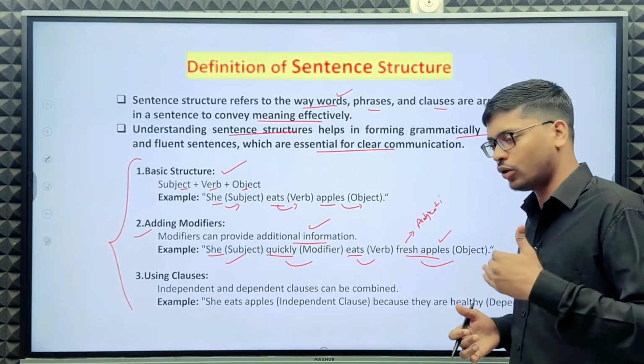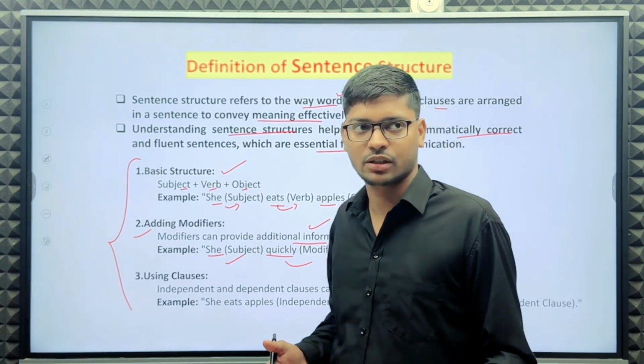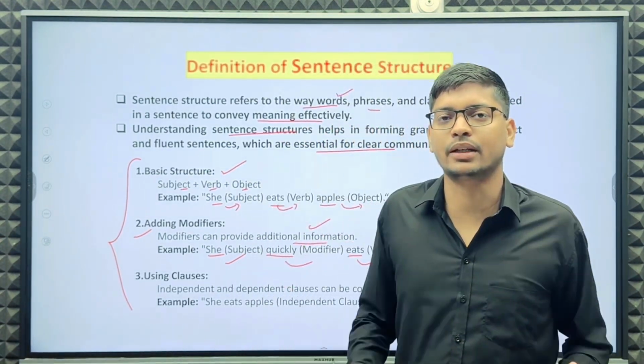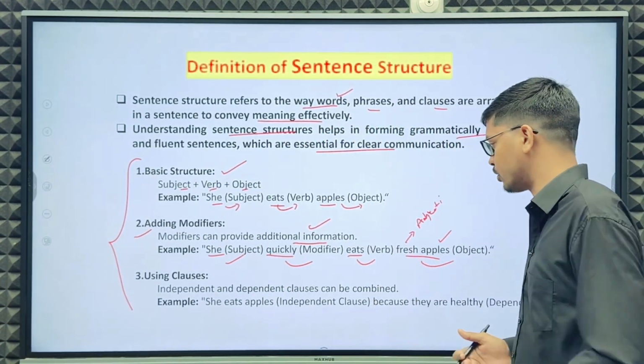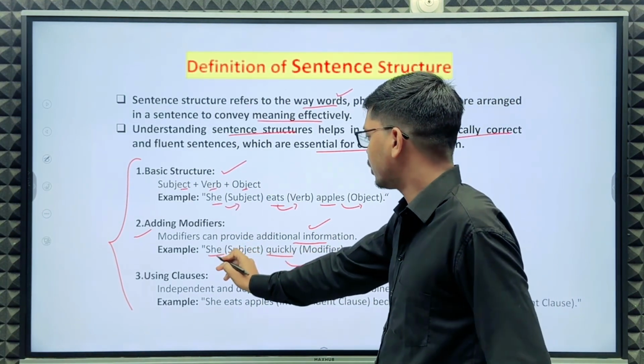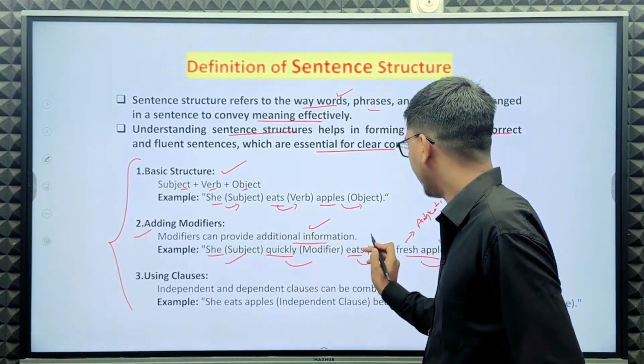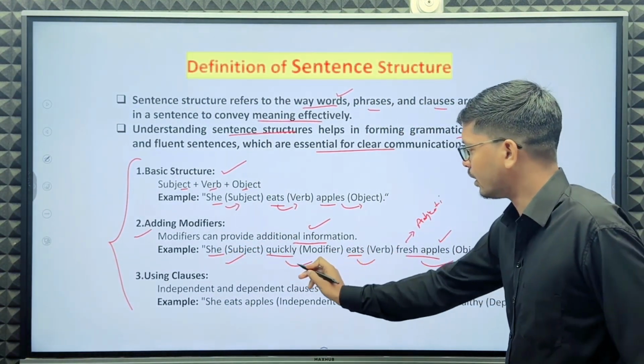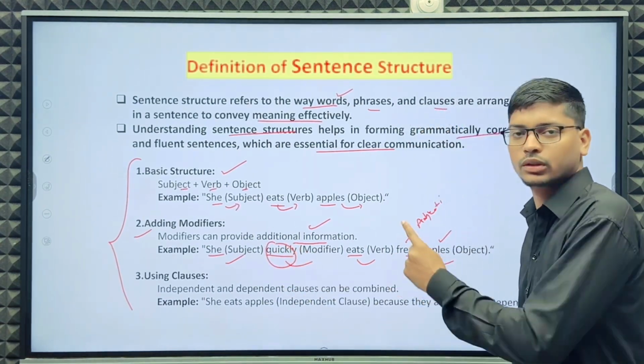These words are working as an object or subject in a sentence. So, she quickly eats fresh apples. The modifier word is quickly.